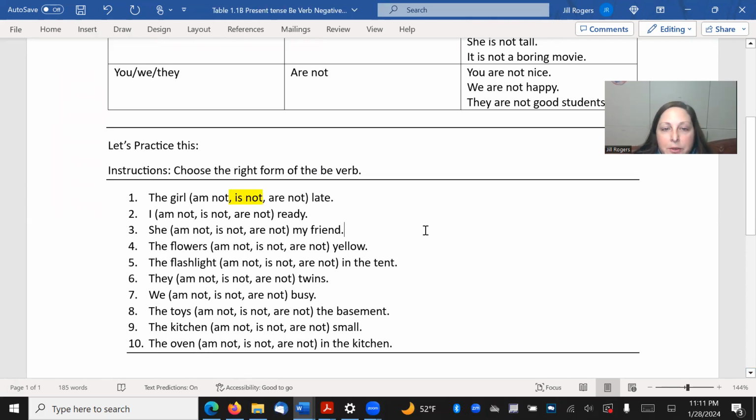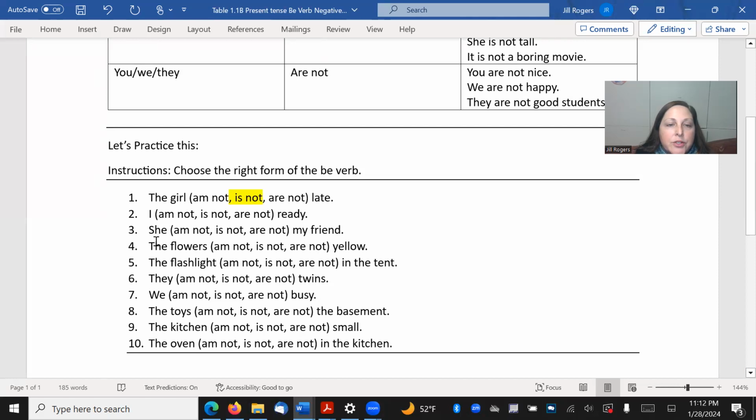Now I'm going to go ahead and read through everything. Feel free to listen and do the activity while you're listening, or pause the video, read it yourself, and figure out the answers. Remember, this chart is for your reference. You can always look back if you're not sure. Okay, number 2. I'm just going to read them slowly. I am not ready. I is not ready, or I are not ready.